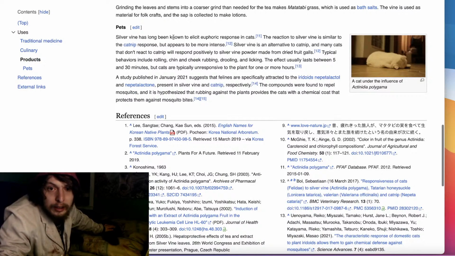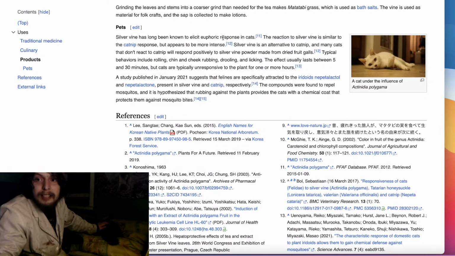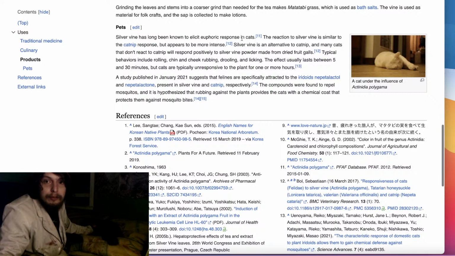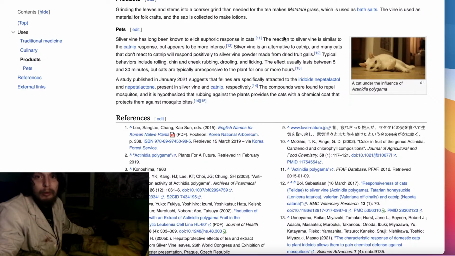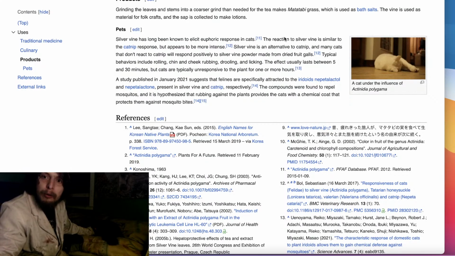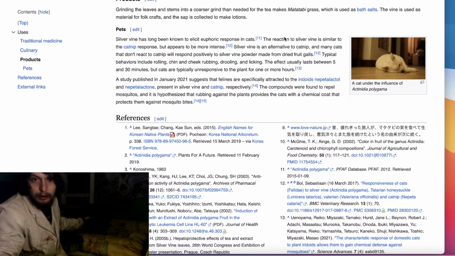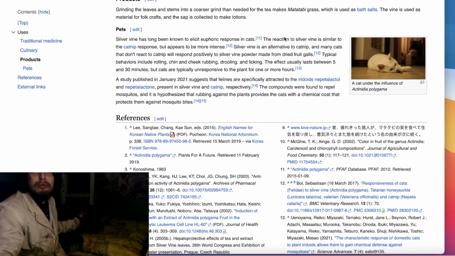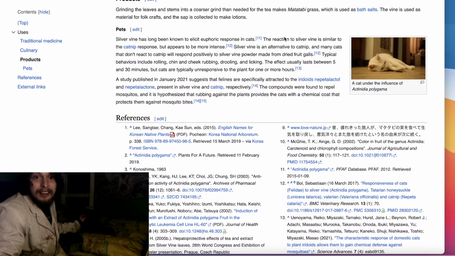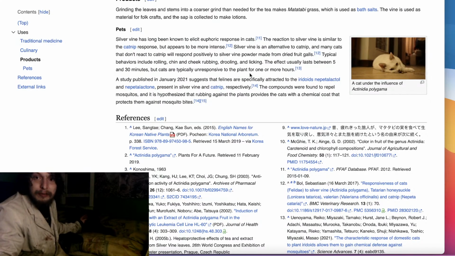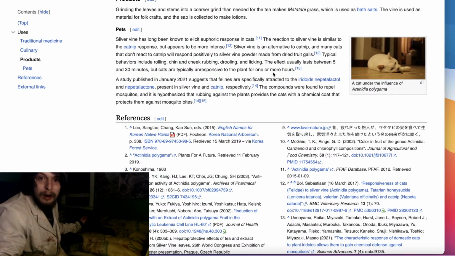Pets. Silvervine elicits euphoric response in cats. The reaction to Silvervine is similar to the catnip response, but appears to be more intense. Silvervine is an alternative to catnip, and many cats that don't react to catnip will respond positively to Silvervine powder made from dry fruit galls. Typical behaviors include rolling, chin and cheek rubbing, drooling, and licking. The effects usually last between 5 and 30 minutes, but cats are typically unresponsive to the plant for 1 or more hours.